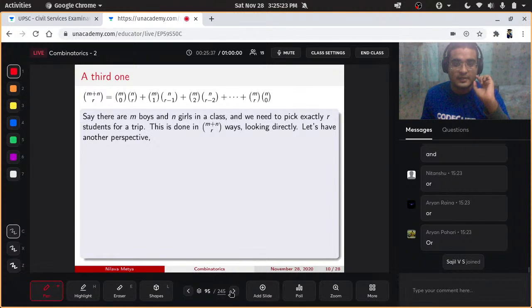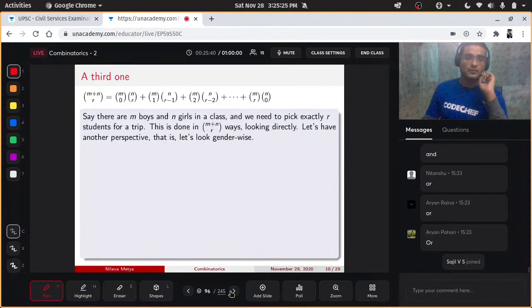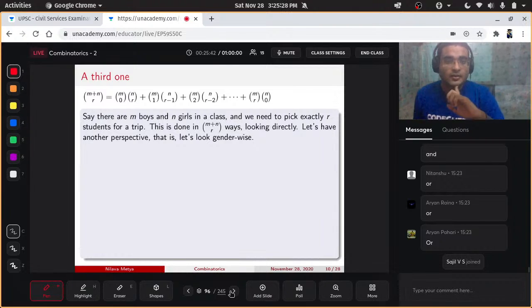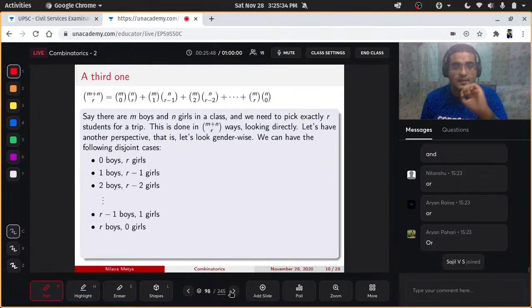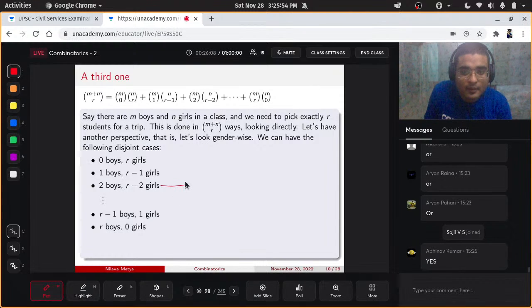Now let's have another perspective. Let's look at it gender wise. So what are the cases that we can have? Either there are 0 boys and r girls, or 1 boy going and the rest are girls, or 2 boys and r minus 2 girls, and so on, continuing till r boys and 0 girls.